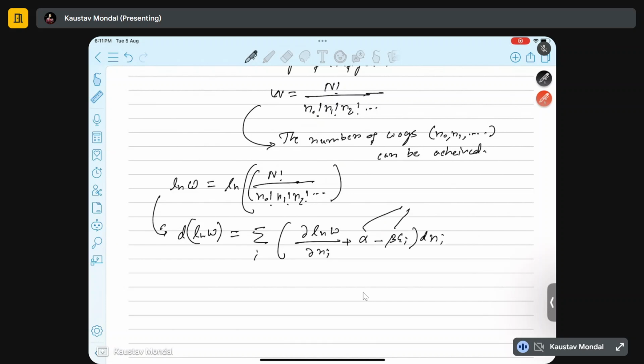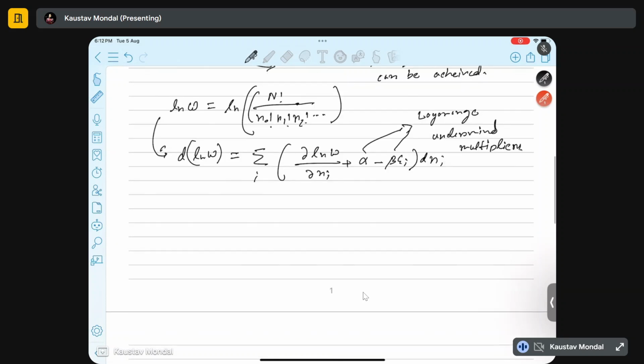This alpha and beta we call Lagrange undetermined multipliers. So we use this method. We take the derivative equal to 0, then we make this term equal to 0, because delta N cannot be equal to 0, so this term would be equal to 0. Then from this we derived the most probable distribution, that is nothing but this.